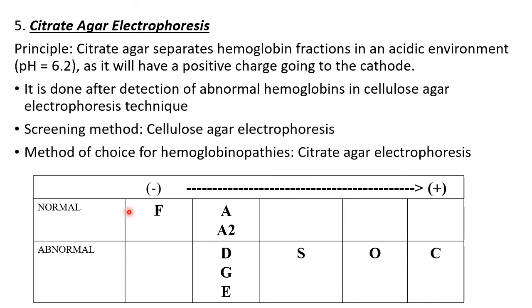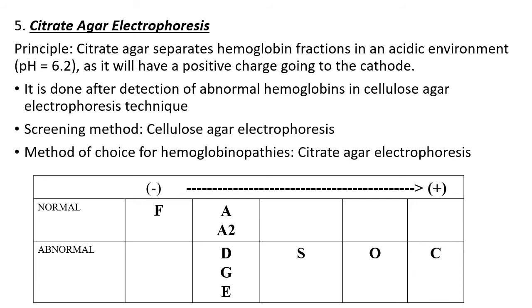hemoglobins. Ano yung ating mnemonics pagdating dito sa citrate-agar electrophoresis? FASOK. Okay? Ang pinakahuli, pinakamabagal, F. Sunod si adult and minor hemoglobin. Hemoglobin S, O, and pinakamabilis is hemoglobin C. So, tandaan din mnemonics na FASOK.